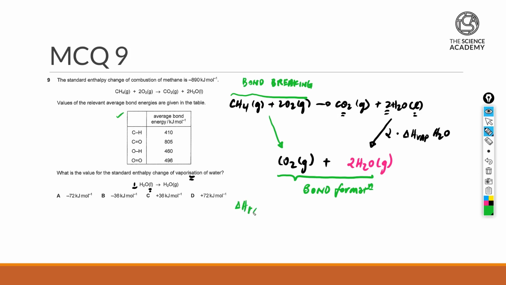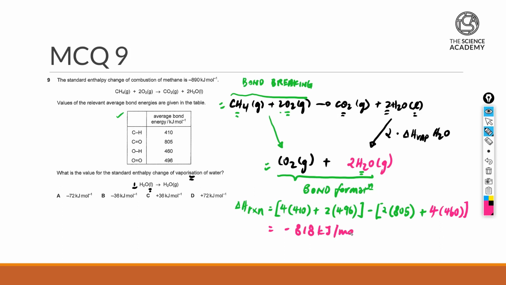So enthalpy change of reaction, dealing first with the reactants. For CH4, we have a total of 4 C-H bonds, 4 times 410, plus for O2, each of them has 1 O double bond O, but for 2 of them, it will be 2 times 496. Now dealing with the bond formation, minus it off. For CO2, we're going to have 2 C double bond O going at 805 times 2, plus for H2O, per unit H2O contains 2 O-H bonds. So if I have 2 of them, that will be 4 O-H, that will also be 4 times 460. And this gives us a value of negative 818 kilojoules per mole.